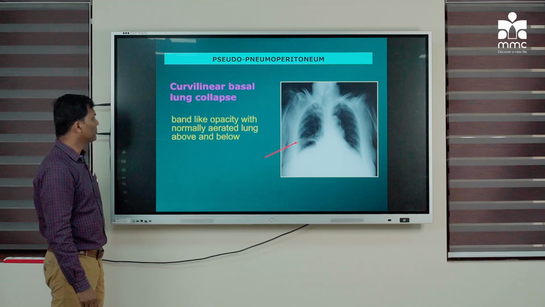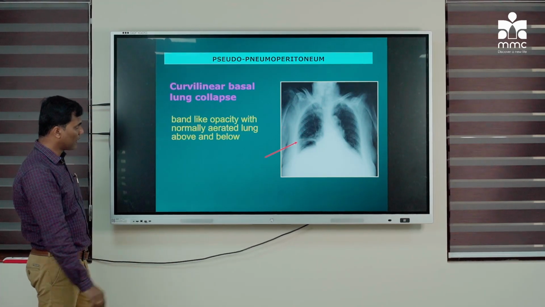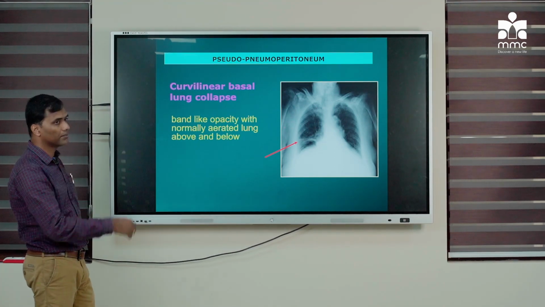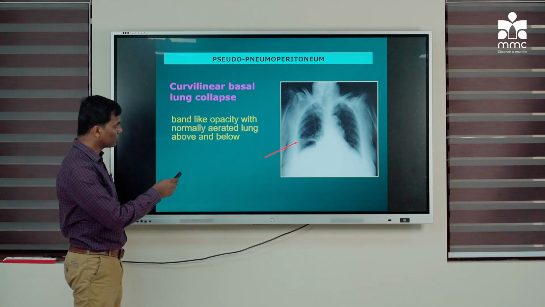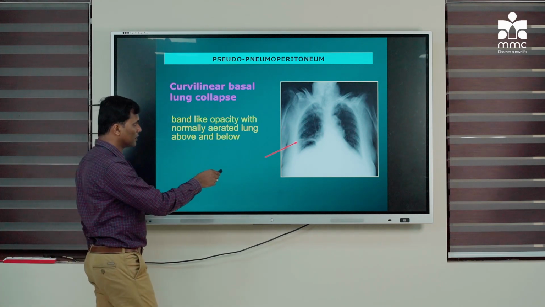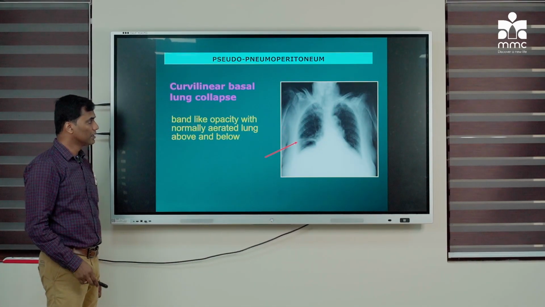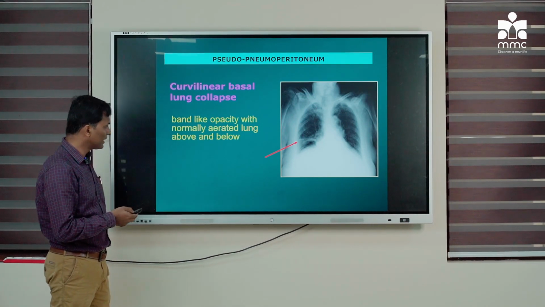Next, curvilinear basal lung collapse. Here there is a band-like collapse, which may appear like a diaphragm, and the area below it may appear like free air. The difference is you should look for the normal lung markings below this apparent diaphragm. The normal lung markings will be seen, whereas in pneumoperitoneum no markings will be seen, it will be clear air.